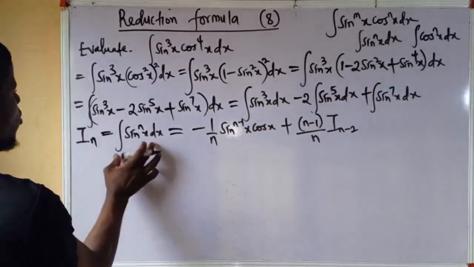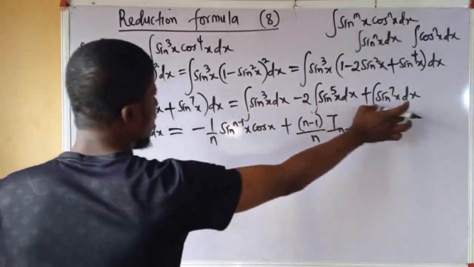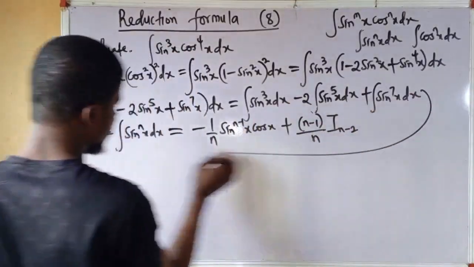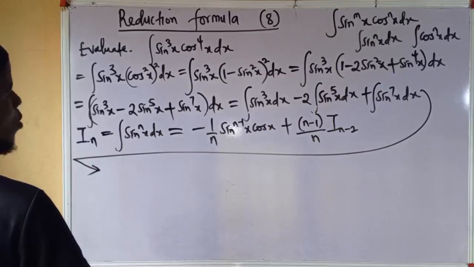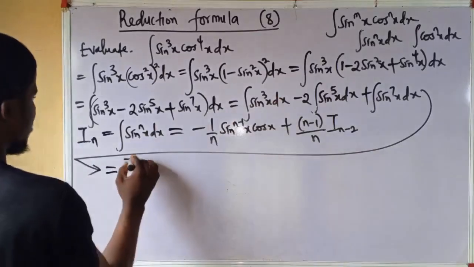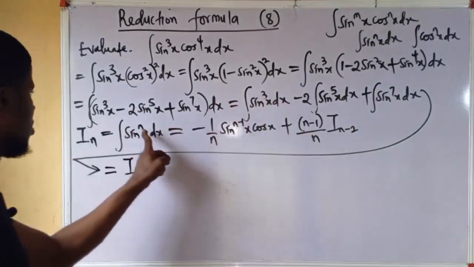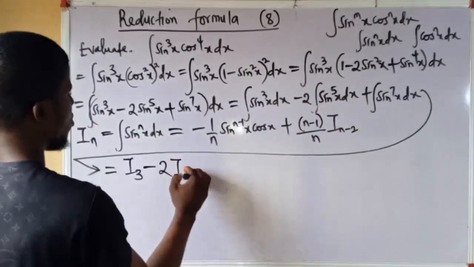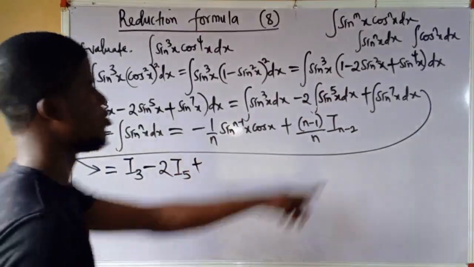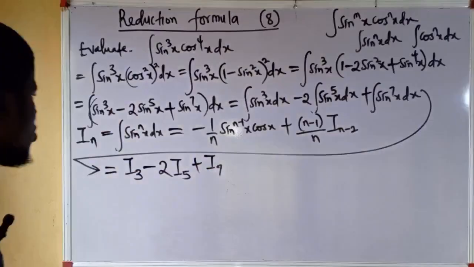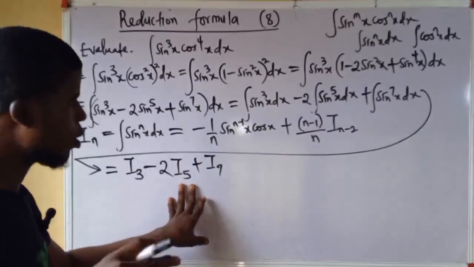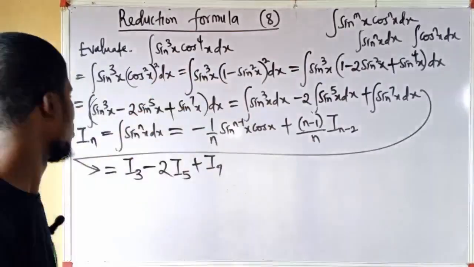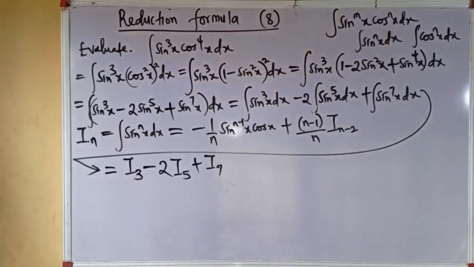So if I sub n is equal to this, and each of this integral is in this form, it therefore means that this entire stuff is equal to, this will be I3, because n is equal to 3. This will be minus 2 into I5, because n is equal to 5, plus this will be what? I7. So we are going to evaluate this. Whatever we get is what this integral is equal to. Now, what is I3? Let's start from I3.